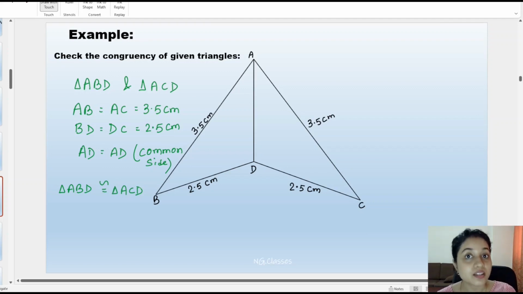Please note here the sequence also matters a lot. That means we must write the names of the triangles properly. So side AB must be equal to side AC. Side BD must be equal to side CD. And side AD must be equal to AD, by side congruent rule.